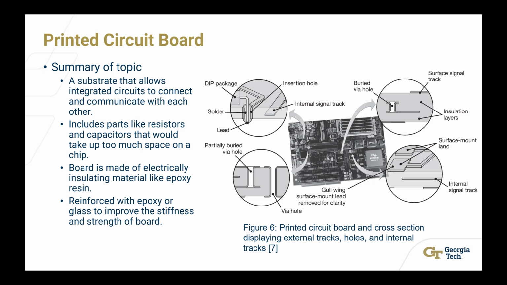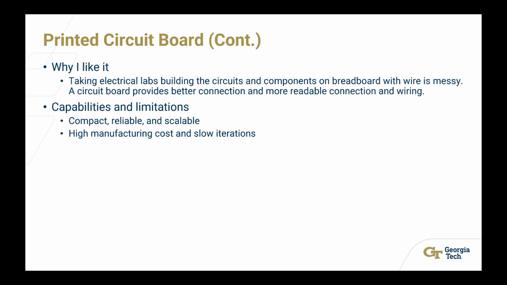On the figures to the right, you can see that the PCB has internal tracks and also external tracks with holes to allow integrated circuits or resistors to connect the tracks. These tracks allow the PCB to be compact and allow the connections to be reliable. However, it's at the cost of high manufacturing costs, and also it's really hard to iterate between multiple designs for a PCB.